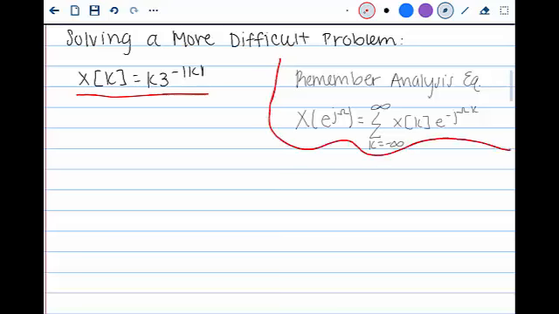And now, in the first step of our problem, we're going to be plugging our x of k into the analysis equation. Alright, now we move on to our next task of removing the absolute value of k.